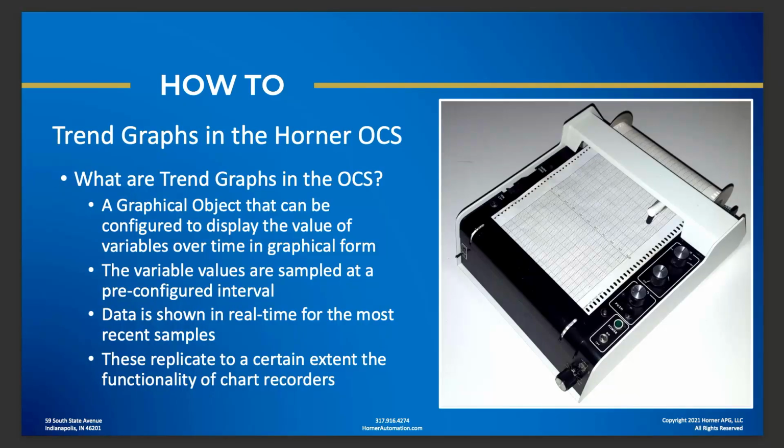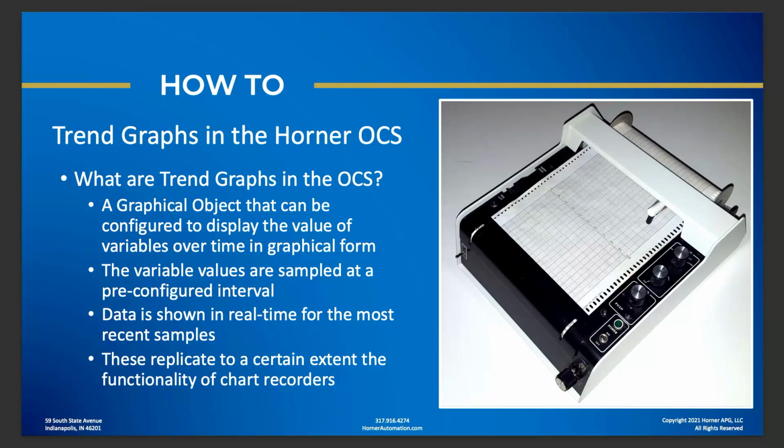All right, trend graphs. What are trend graphs? Well, as far as the OCS is concerned, trend graphs are a graphical object that can be configured to display the value of variables over time in graphical form. And the object is really designed to replicate to a certain extent the functionality of chart recorders that you see there on the right. Now, the variable values that are graphed are sampled at a pre-configured interval.